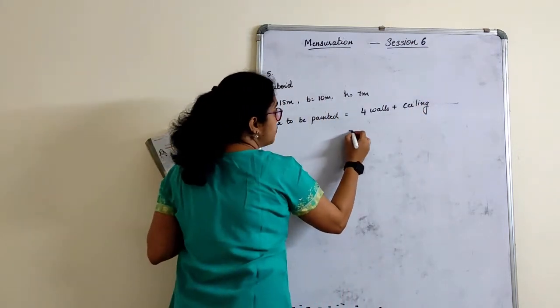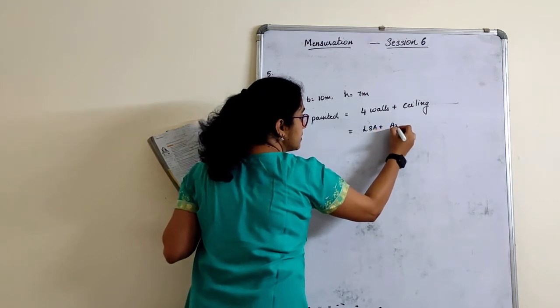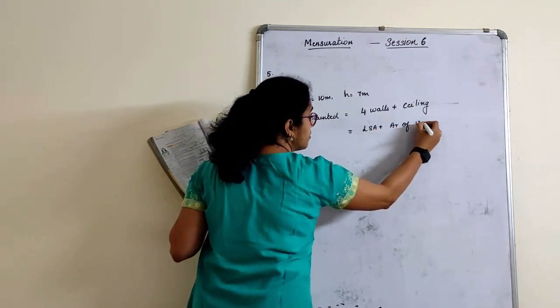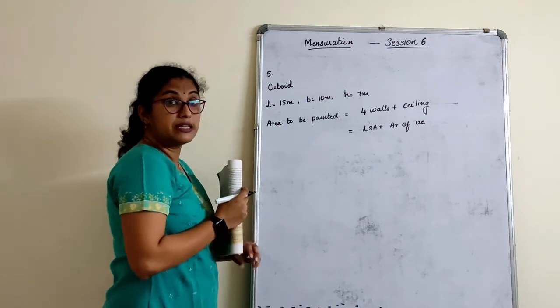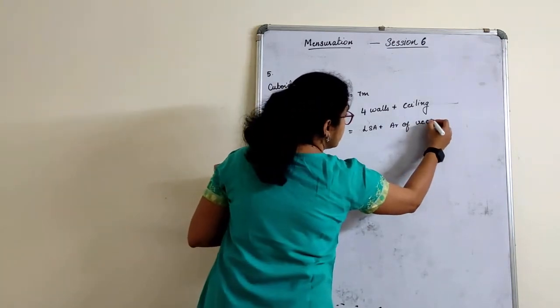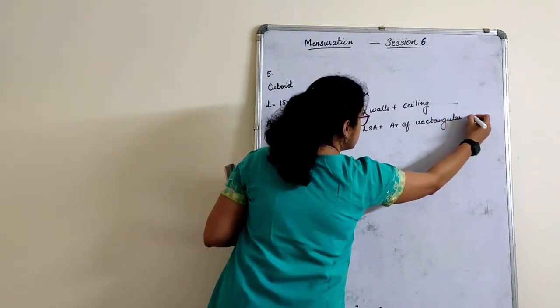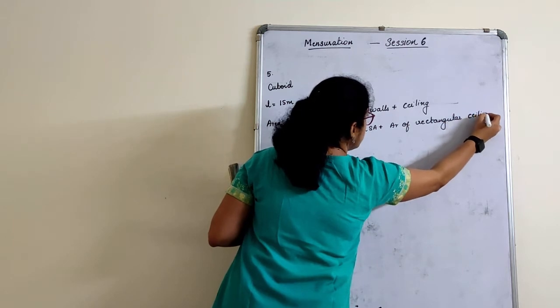What is this, 4 walls? 4 walls is nothing but LSA plus the area of what type of roof? It can't be a square roof because it is a cuboidal hall. Area of a rectangular ceiling. Mention this.